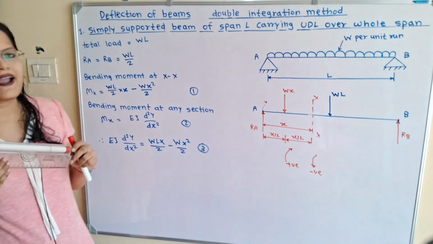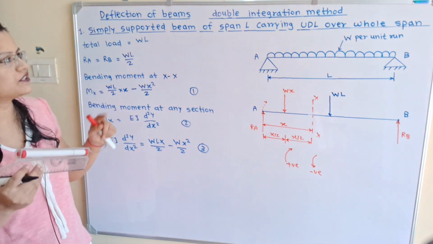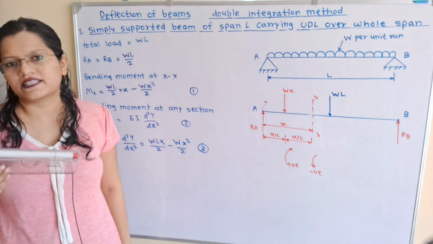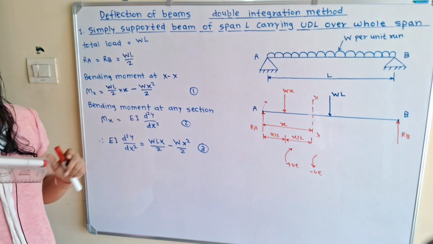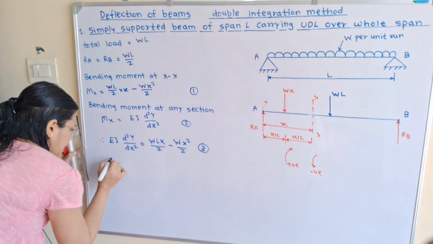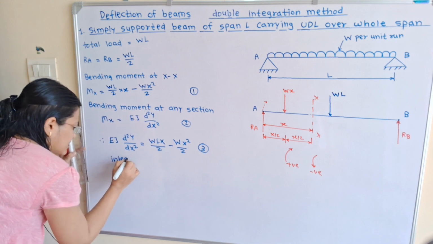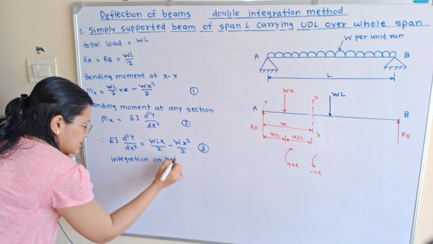Now to find the slope equation as well as the deflection equation, we are going to use the double integration method. So here we will take the integration of this equation. The next step is integration on both sides.